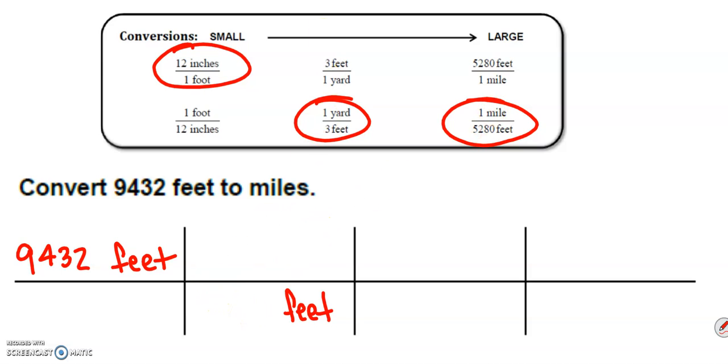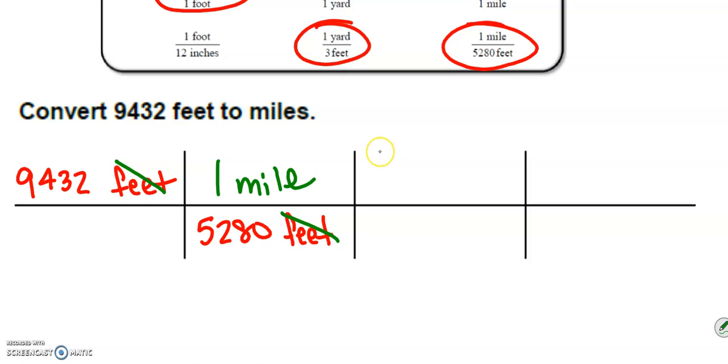So I have 1 mile up top, and in the bottom I have 5,280 feet. So you see, here's my fraction. Here's that division bar right here, 1 mile over 5,280 feet. That's exactly what I have right here. So now what I've done is I've gotten rid of feet because feet divided by feet cancels out, and now I'm left with miles. So now all I have to do is take my calculator and plug it in.